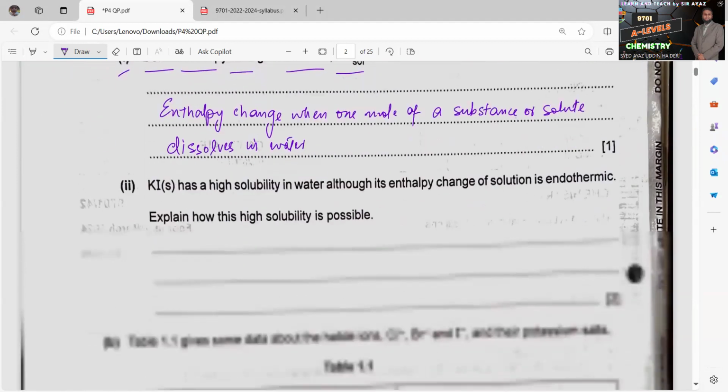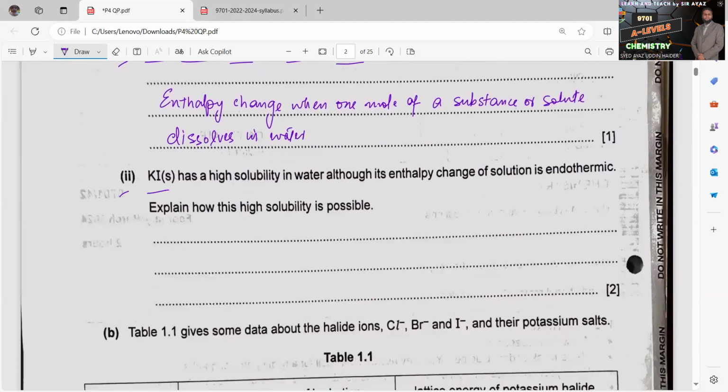Part 2. KI has a high solubility in water, although its enthalpy change of solution is endothermic. Explain how this high solubility is possible. Now you will refer to change in entropy. It should be positive. That's why enthalpy change of solution is endothermic. You can even say the increase in entropy is greater, and that's why delta G is negative.